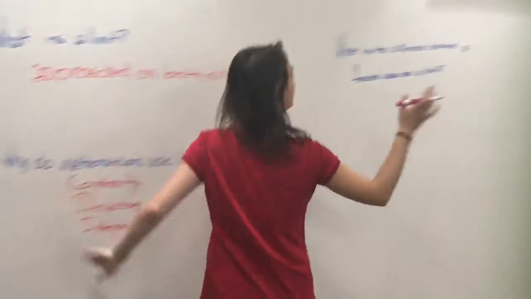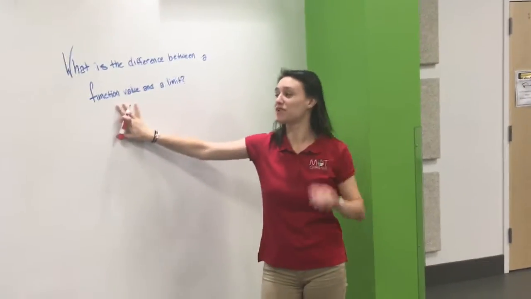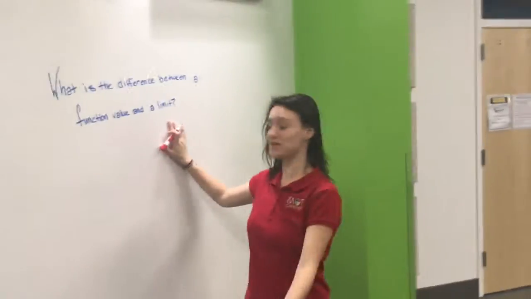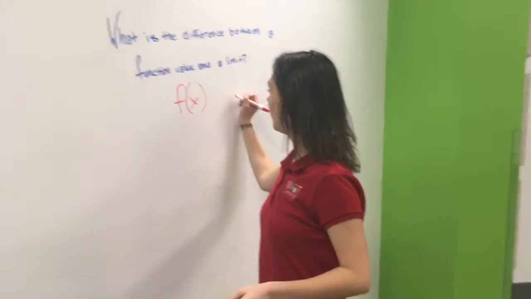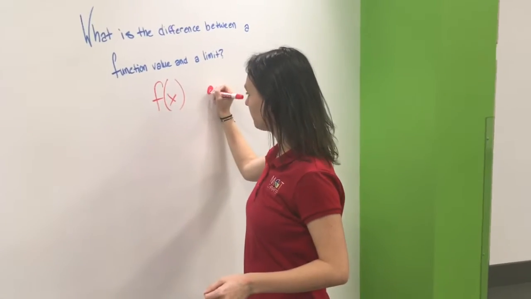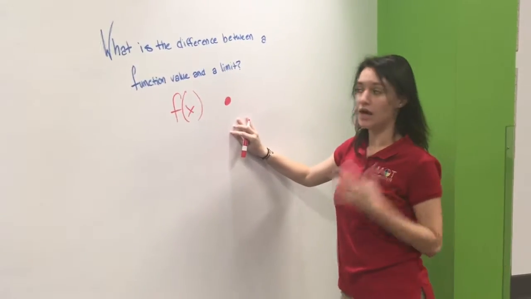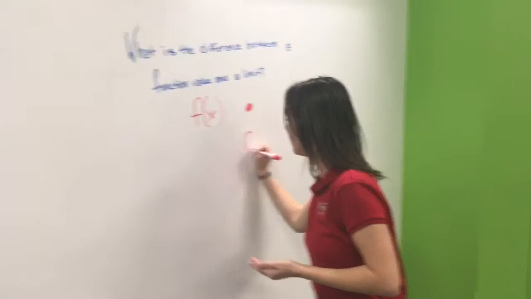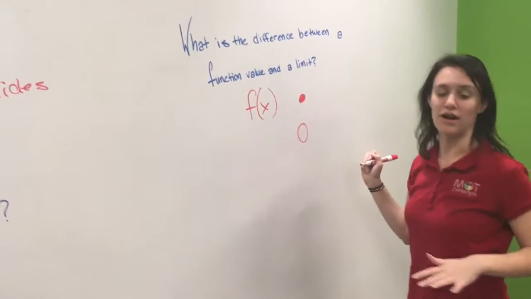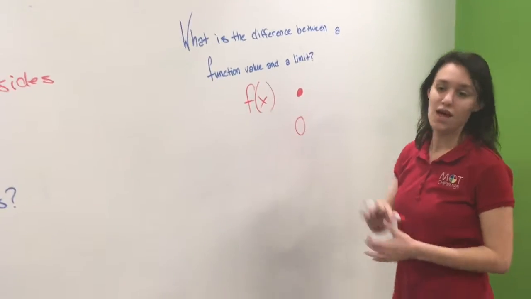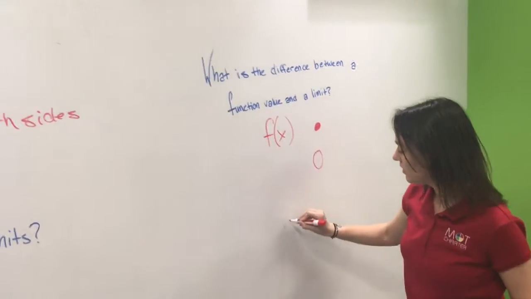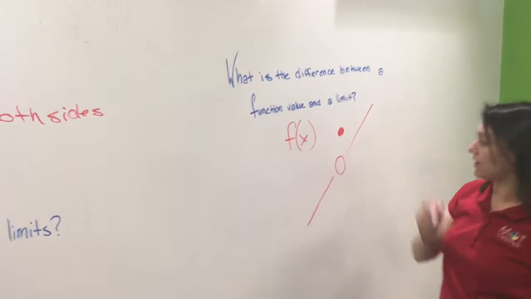And then, what is the difference between a function value and a limit? A function value is f of x and is a closed circle on a graph. And then a limit would be an open circle on a graph. You find the value of a limit by looking at the open circle that would be approached by a line on both sides.